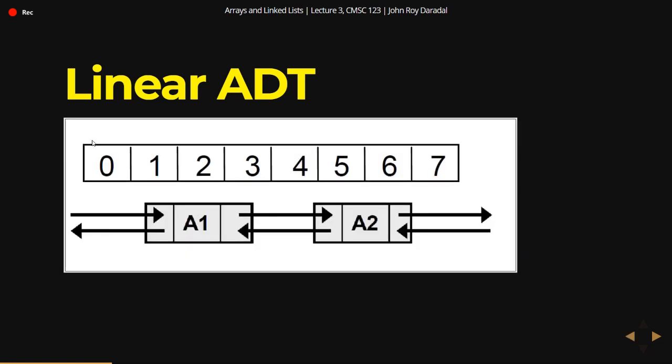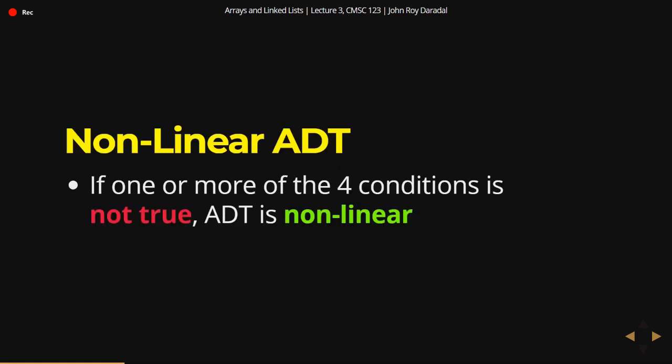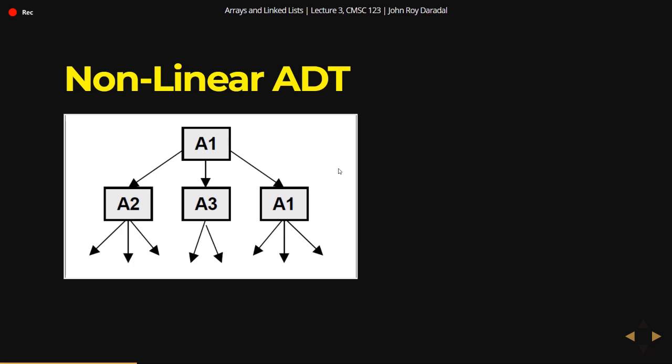So linear ADTs would look like something like this, right? So there's a unique first, unique last, and each item has a unique predecessor and successor. If one or more of the four conditions is not true, then the ADT is nonlinear. So an example of that would be trees, since trees have not one, but there could be multiple successors after one node, right? That's the difference between linear and nonlinear ADT.